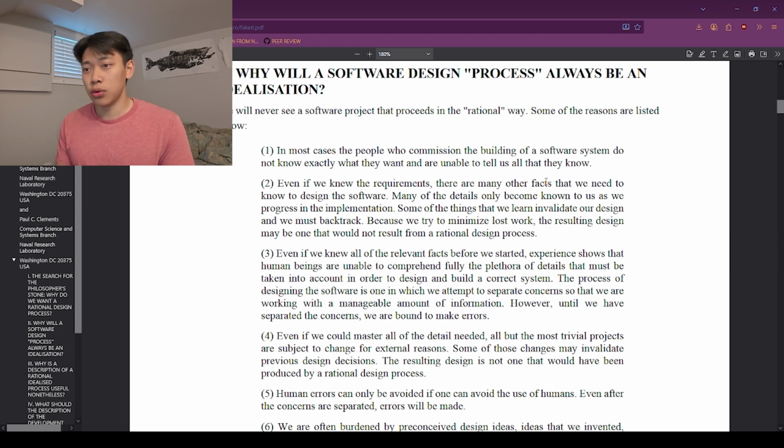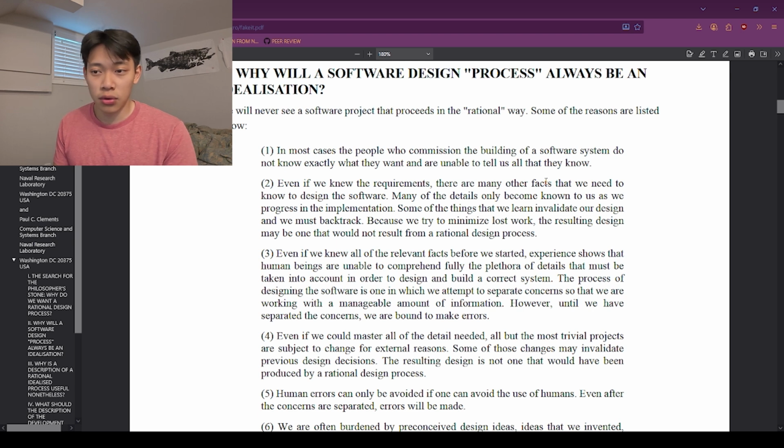2. Even if we knew the requirements, there are many other facts that we need to know to design the software. Many of the details only become known to us as we progress in the implementation. Some of the things that we learn invalidate design decisions, and we must backtrack. Because we try to minimize lost work, the resulting design may be one that would not result from a rational design process.